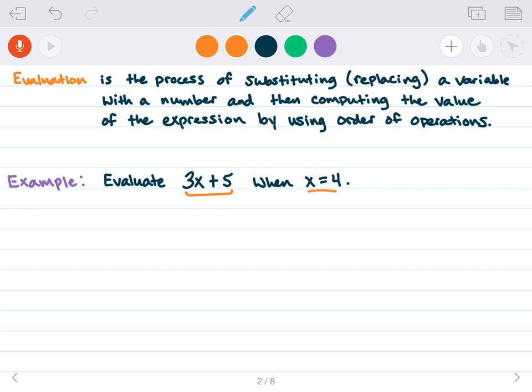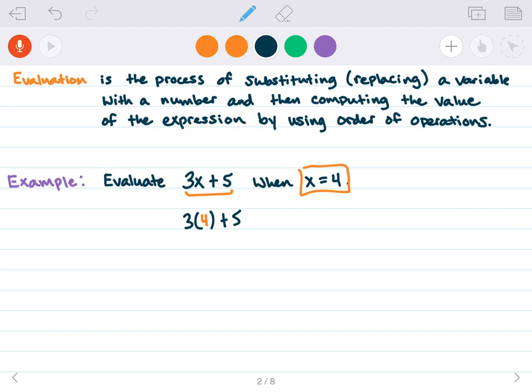So all that means is that we're going to plug in 4 anywhere we see an x, right? This statement right here, x equals 4, says x is the same thing as 4, all right? So instead of the x, we can put 4 there. And we get 3, instead of x, I'm putting in a 4, and then everything else carries down. So 3 times 4 plus 5.